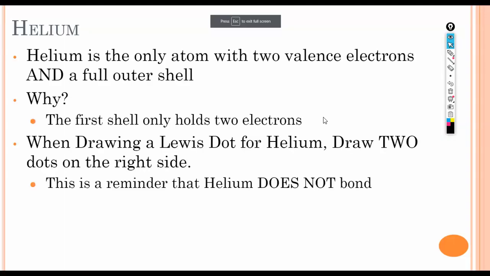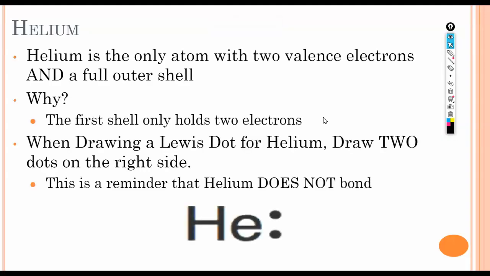Okay, so this should be the last slide in your notes. This is basically just a fact about helium. Helium is the only atom that has 2 valence electrons. Because remember, the first shell only holds 2 electrons, and so this is what the Lewis dot structure looks like for helium.